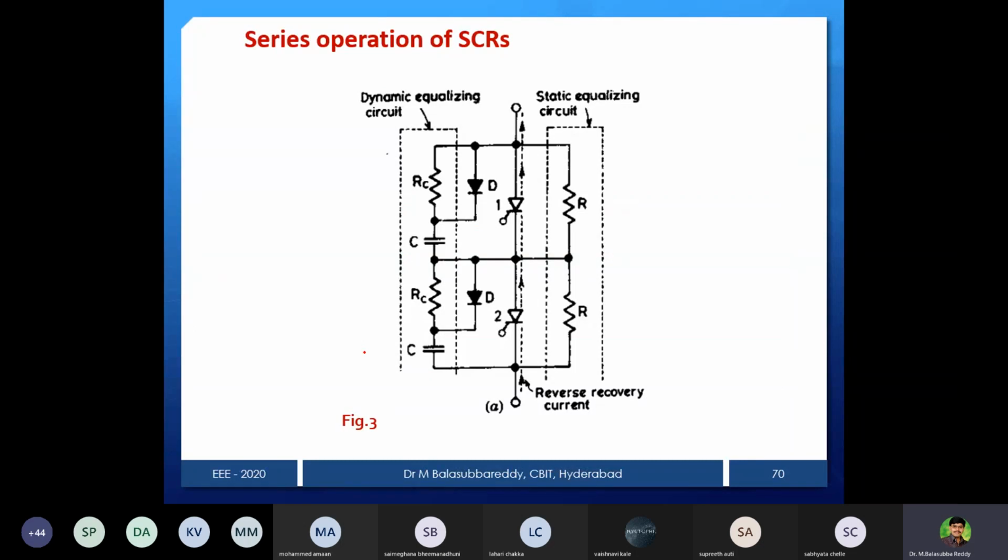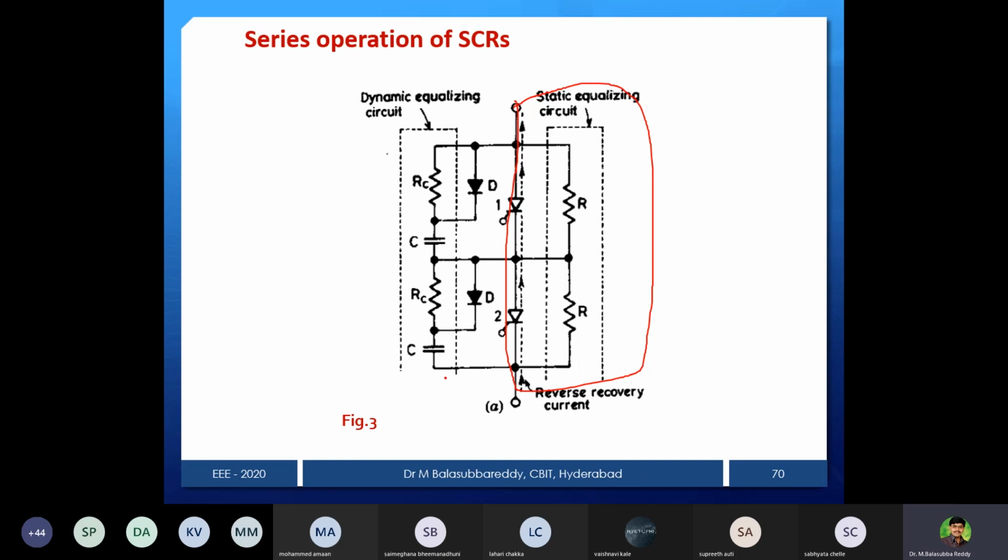Now we can see another part of the circuit. The earlier circuit is this one, the series case. What we are using as the static equalizing circuit, this one we can call the static equalizing circuit. Same thing, forget about the R and D now. Only one capacitor in parallel with that SCR is sufficient.